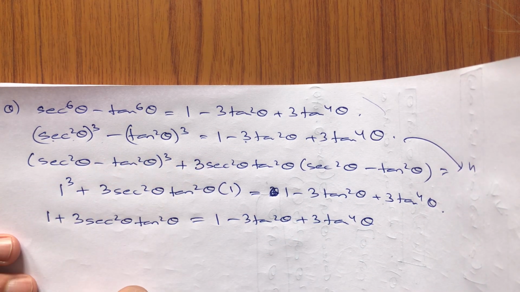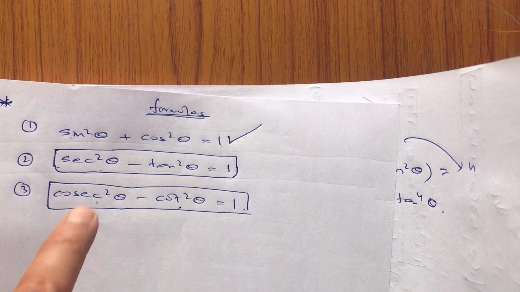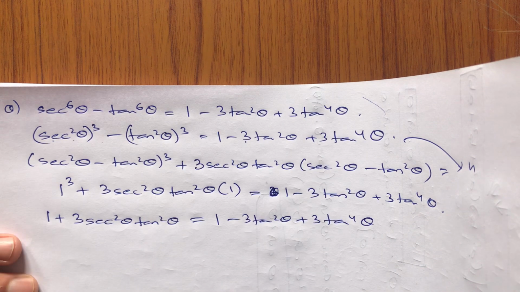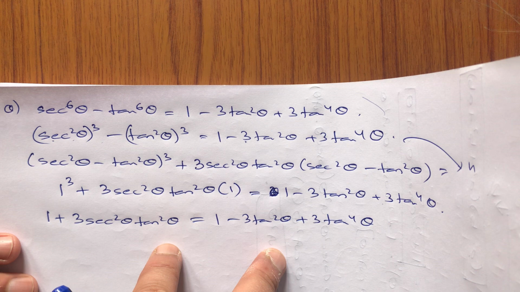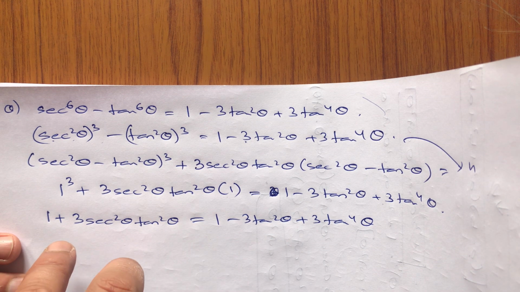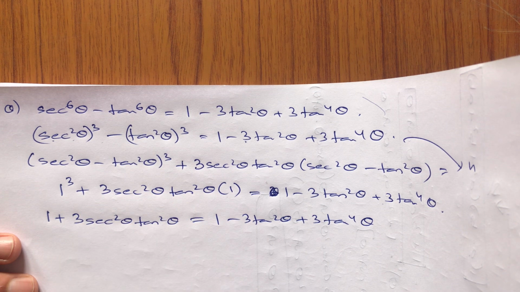So now we have applied the a cube minus b cube formula, we have also applied the cube formula, as well as the sec square and the tan square. But still, in spite of doing all those, it's still not matching. So if it doesn't match, you just compare the left and the right. Because it's still not matching, we have to do something extra.